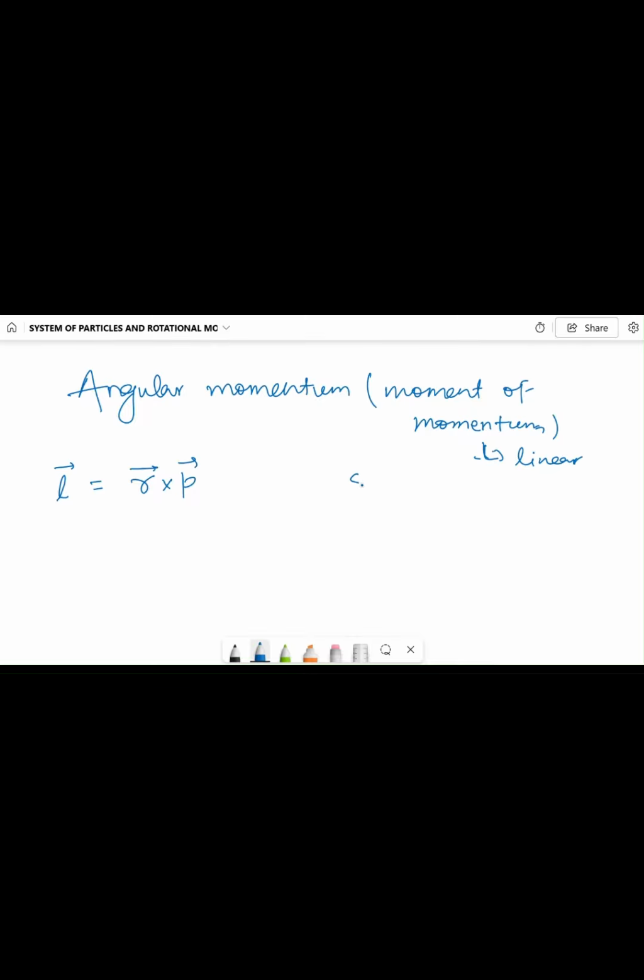You can say its SI unit and its dimension. Do it by yourself. What will be the dimensional formula for L? Now, this will be R P sine theta and n cap, let's say, with subscript L. You can again proceed in the same way.